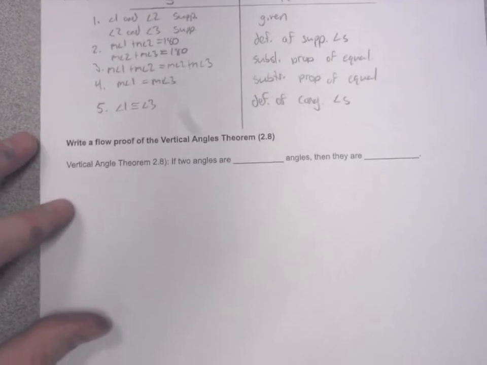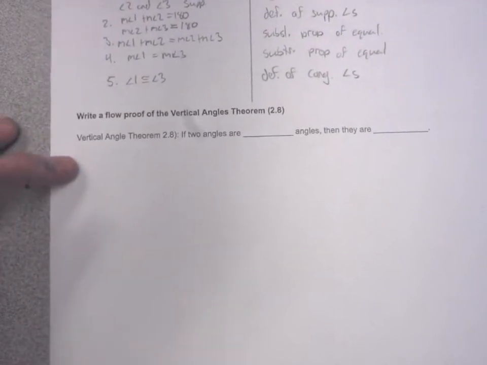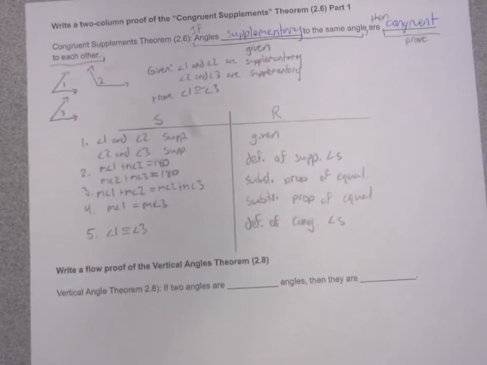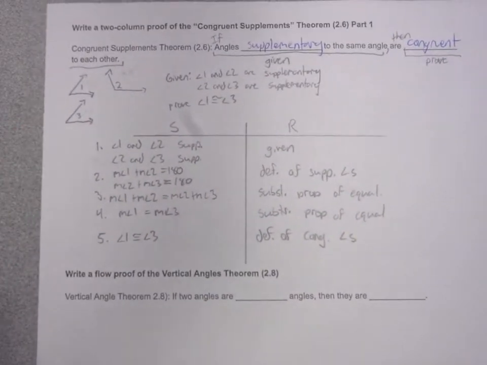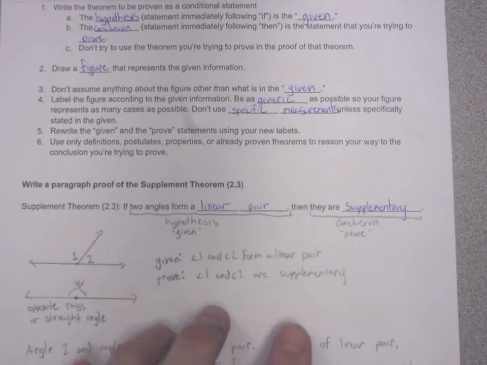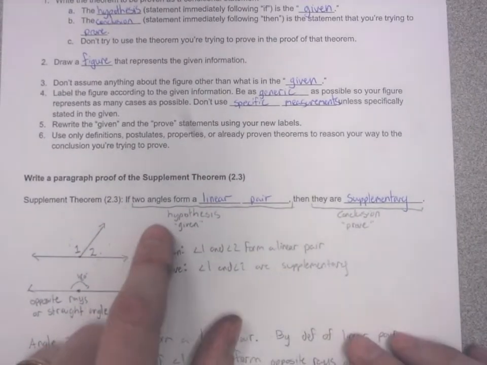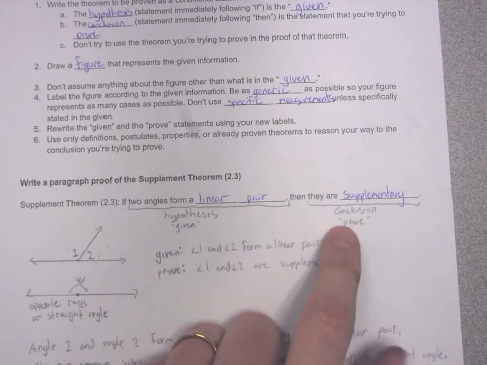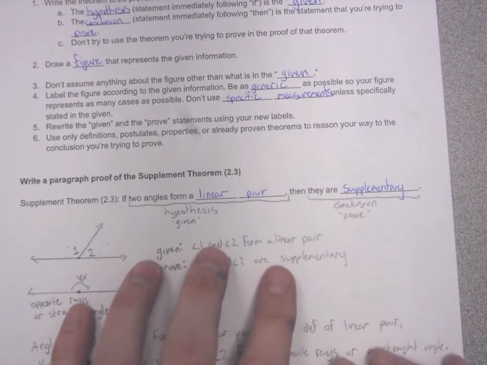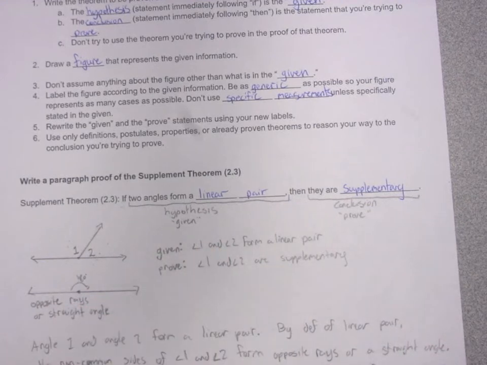Right now we are going to prove the vertical angles theorem. Before we get started, we need to quickly review the previous 2 theorems, not the whole proof, but just the result, because we're going to use those results in this proof. The 2 things we've proven so far are that if 2 angles form a linear pair, then they are supplementary. It's called the supplement theorem. So make sure you understand that idea. 2 angles form a linear pair, they're supplementary.